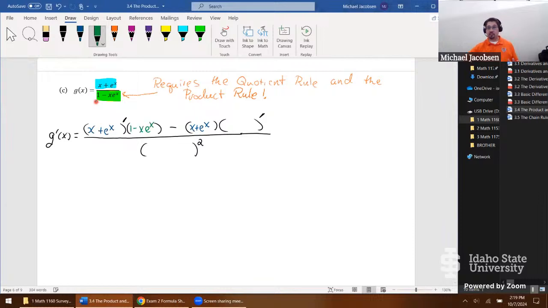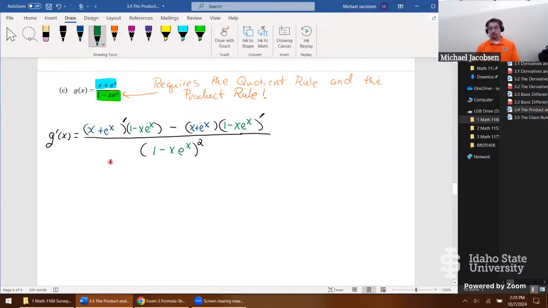In that first position, it's just copied. Over here, it's differentiated. And down below here, it's being squared, just meaning we're just going to copy it down mostly. 1 minus x e to the x. So that's our setup so far.